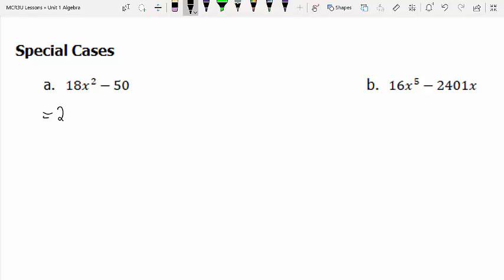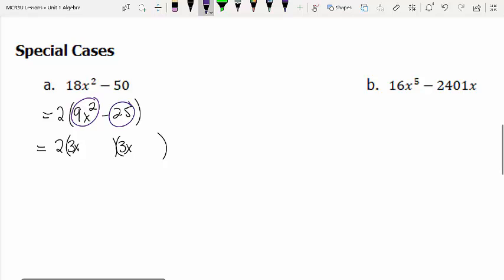Factor out a 2. This turns into 9x squared minus 25. Now look at that. We have a difference of squares. So by doing common factoring first, sometimes difference of squares arises. Okay, so now we can factor this really easily, right? To factor differences of squares, you set up your brackets, take the square root of the first term, write it first, square root of the second term, write it second, and then put a plus in one and a minus in the other. And then this is factored.